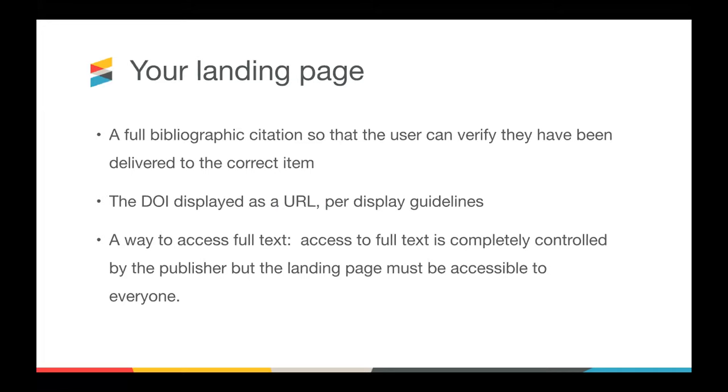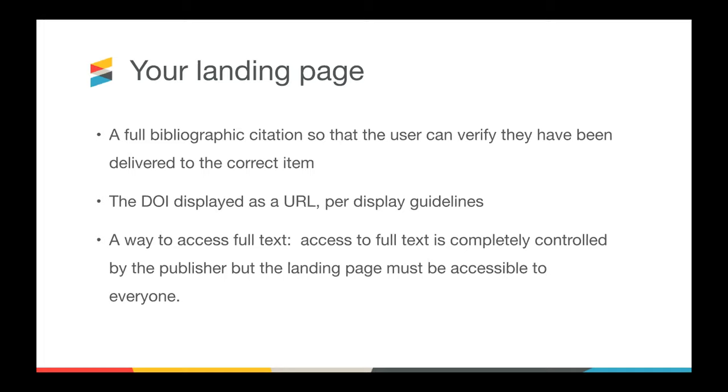Once your content is registered with Crossref, users will be able to retrieve identifiers and create links using them. So the DOIs that you register need to resolve to either the full text, if your content is openly available, or to a landing page that you maintain and look after. So the landing page should contain the full bibliographic information of the article. So things like the title, the authors, maybe ORCID IDs, an abstract.